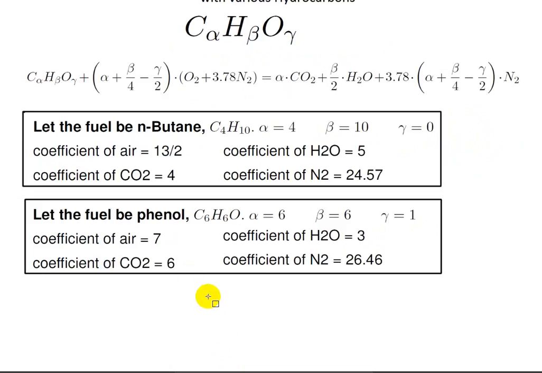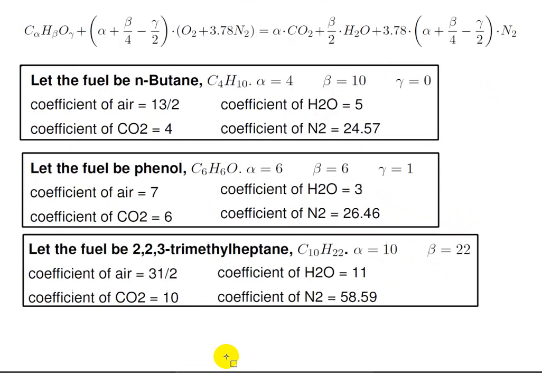Here I've shown an example using phenol. Phenol is C6H6O, or actually it's C6H5OH, but this is still the same formula. So alpha is going to be 6, that's the number of carbon atoms. Beta is going to be 6, that's the number of hydrogens. And this time oxygen is 1. This is just a matter now of filling in alpha, beta, and gamma in the general formula, and thereby developing the coefficients. Pause the video if you want and do it for yourself.